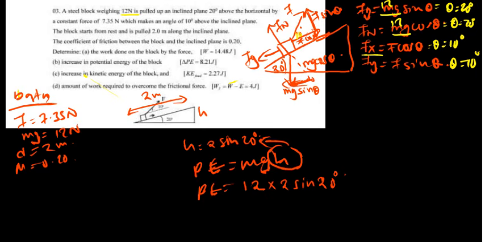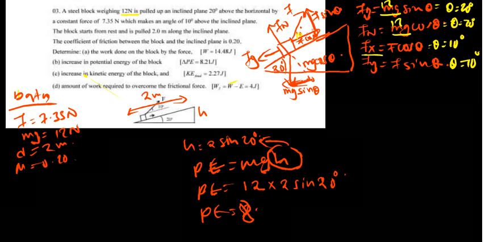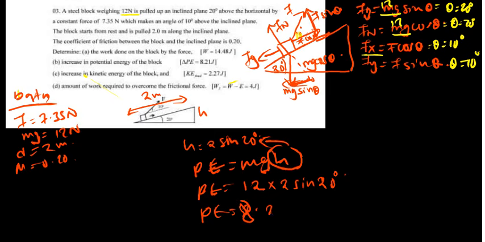Not so? Potential energy is going to be 8 point what? 208 joules. Any question? Okay. We go to part B. Oh, part C, sorry.